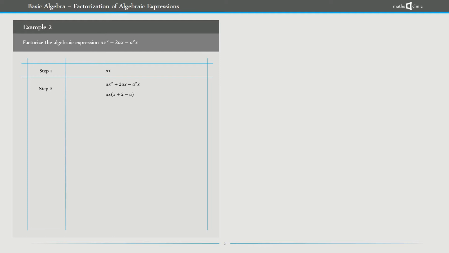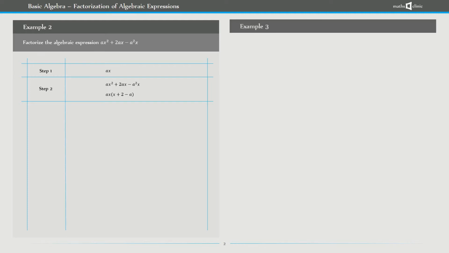Basically, ax squared divided by ax gives you x, 2ax divided by ax gives you 2, and minus a squared x divided by ax gives you a. Very simple, very straightforward. Let's move on to the next example.